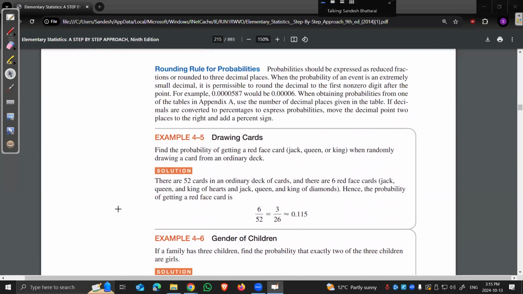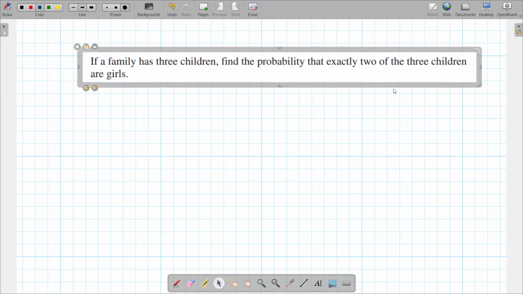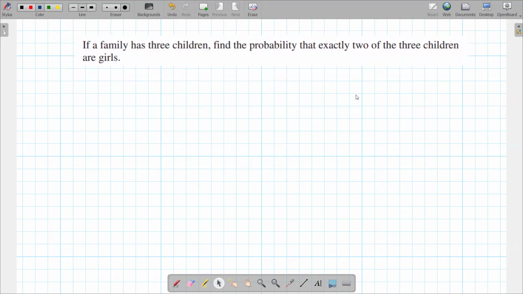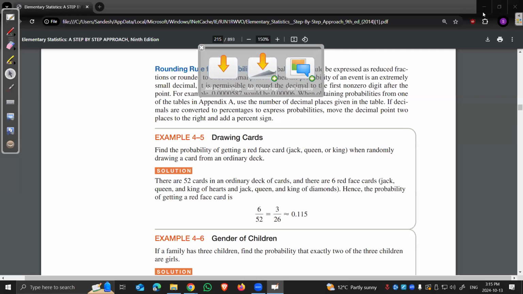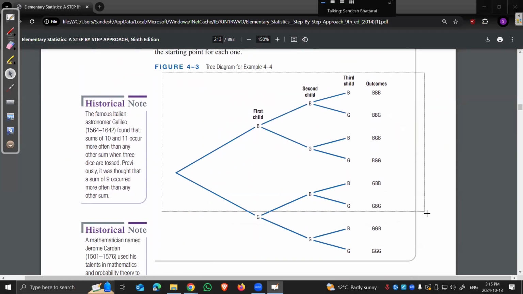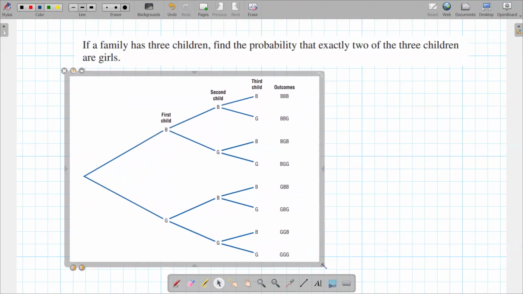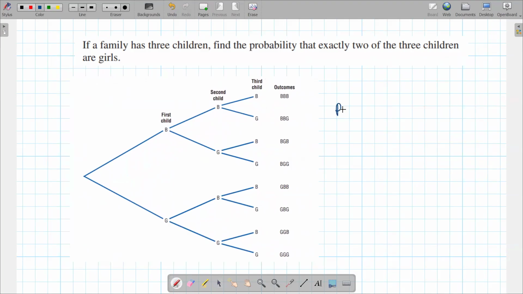Now this next question is difficult. It says if a family has 3 children, find the probability that exactly 2 of the 3 children are girls. So for this, we're going to go back to the tree diagram question that we did, the same thing that we built. So this question's asking us, what is the probability that exactly 2 of them are girls? We want 2 girls, 1 boy, right?